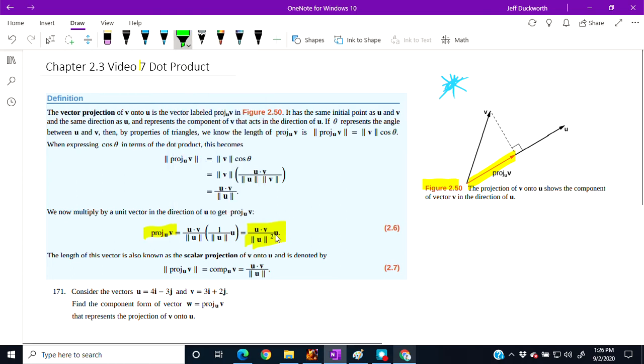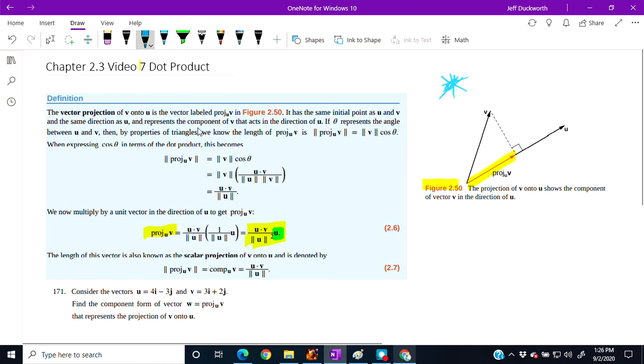So we're going to have some sort of scalar of U. So we see that we have U here. And the rest of that is just going to be a scalar. So U dot V is going to give us a number. And the magnitude is going to give us a number, and squared number is going to be a number. So this is going to be some sort of scalar of U.